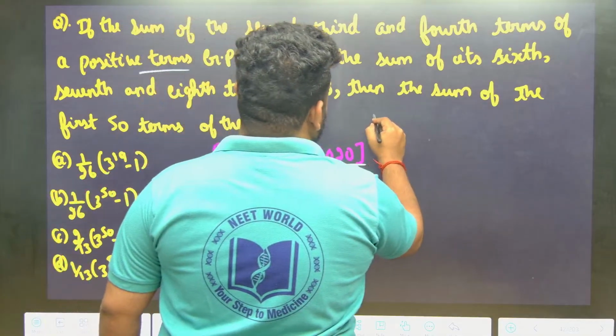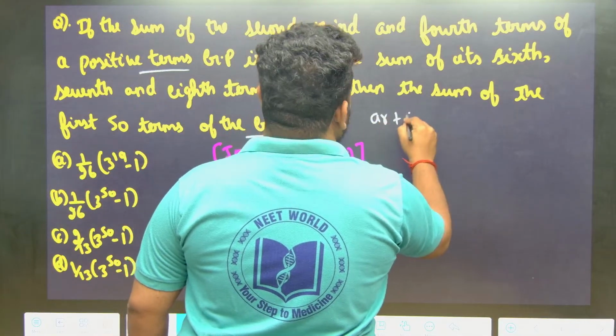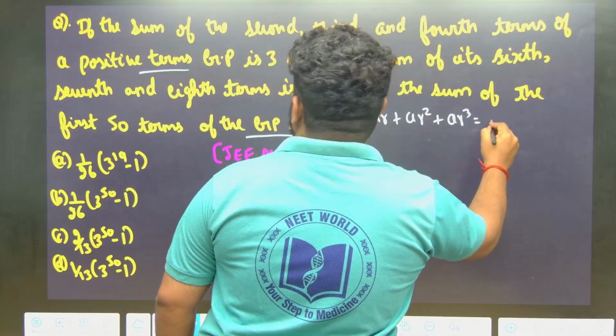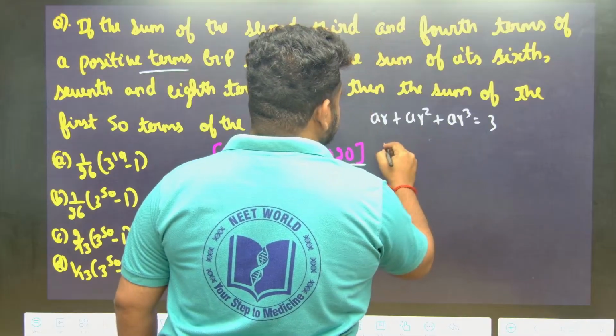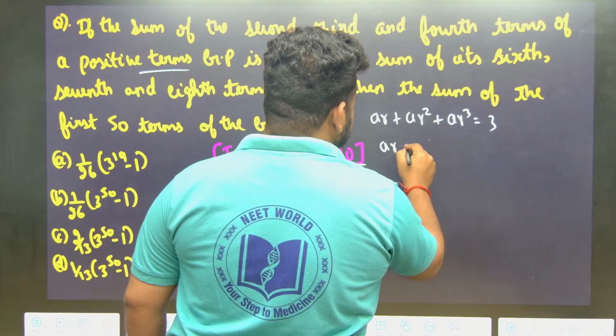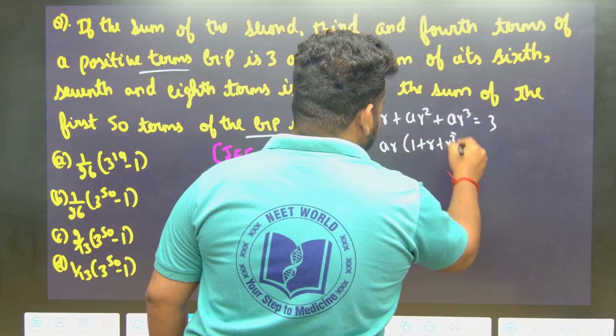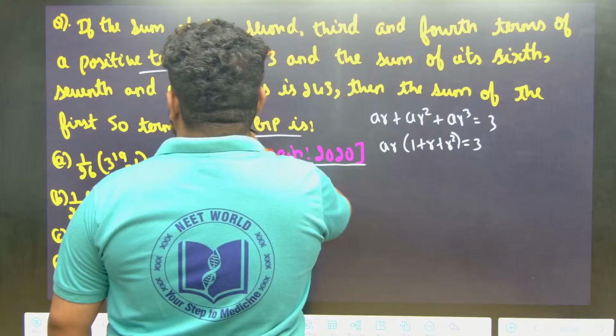So the second term I should write as ar, the third as ar square, plus ar cube, which is given as 3. So what can I take common here? ar I can take common. I will get ar into 1 plus r square is equal to 3.